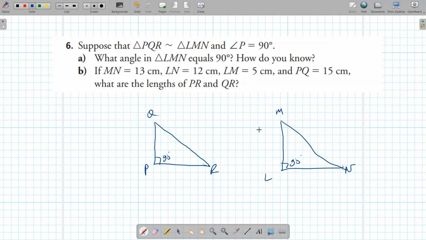If MN is 13, so this is 13, and LN is 12, and LM is 5, PQ is 15. What would be QR and PR is the question. We're trying to find this side length and this side length. 39 and 36. Yeah, absolutely right, because the scale factor is 3 and easy as that.